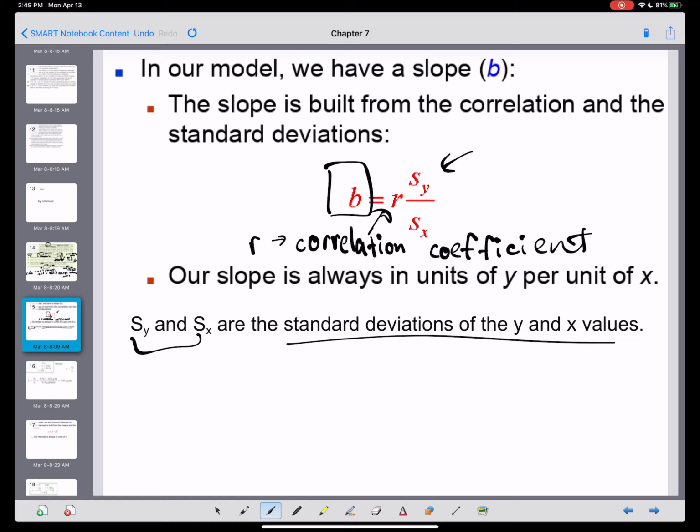So R is your correlation coefficient, so we're just going to keep that in mind. Okay, all right. So yeah, it just follows that formula. You do standard deviation y over standard deviation x and times by R, and that's your slope.